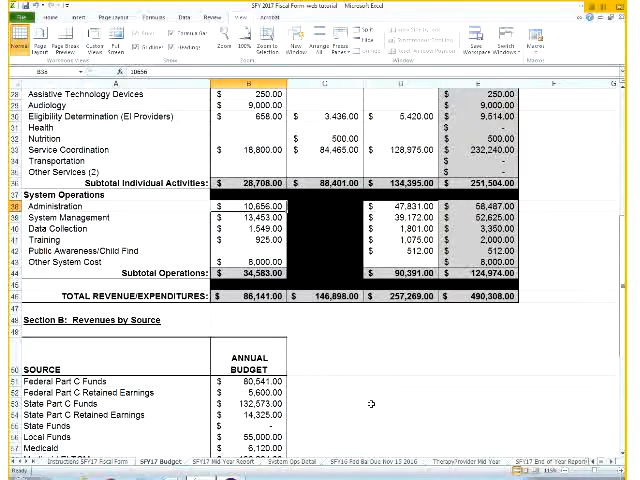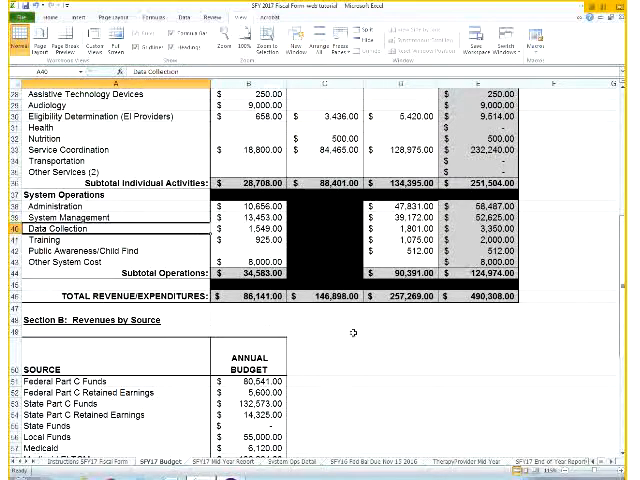The next category is system management. These are the costs associated with the local Part C system manager and support staff and would include salaries, benefits, office space, mileage costs, equipment, and supplies. Costs associated with billing, service authorization, collection of revenue, and system oversight would also be included in this category.